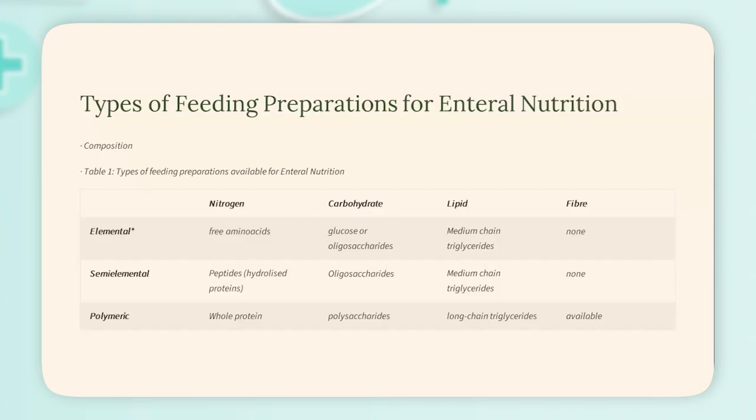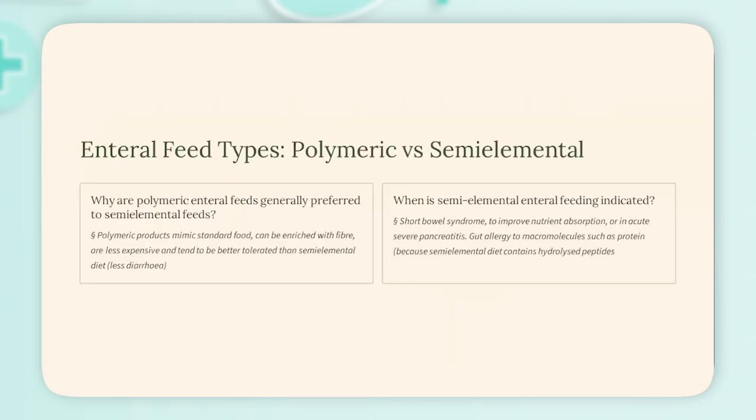But these elemental and semi-elemental feeds don't contain any fiber, so they are not good for stool volume and water content. So the semi-elemental diet is favored when there is short bowel syndrome, to improve nutrient absorption, or in some conditions like pancreatitis.